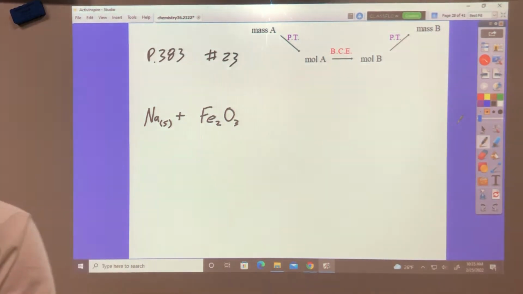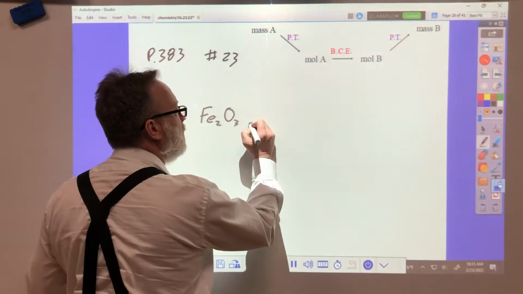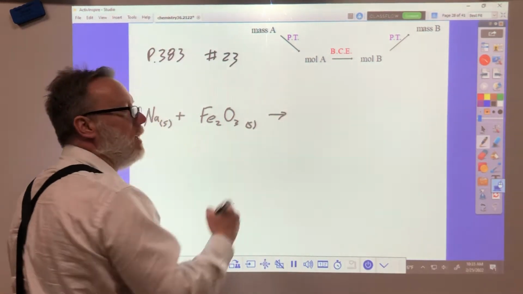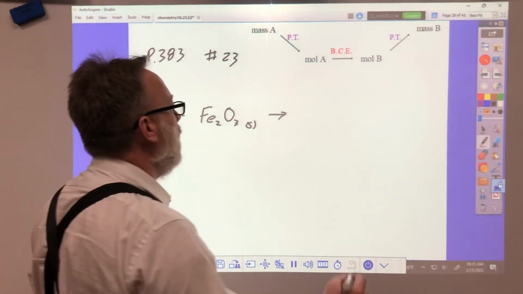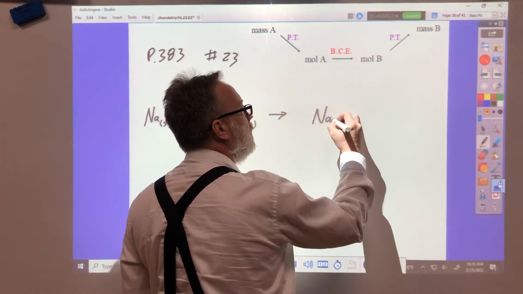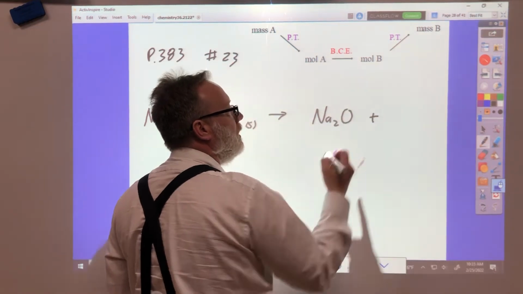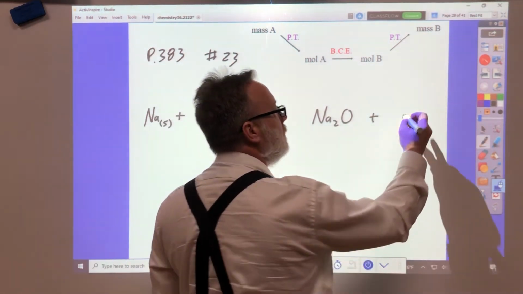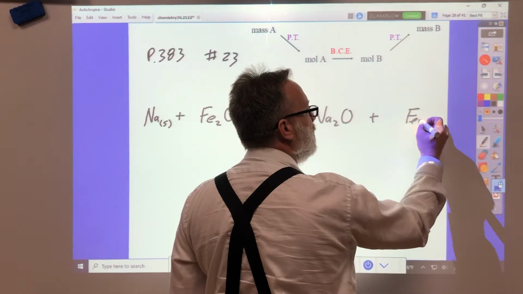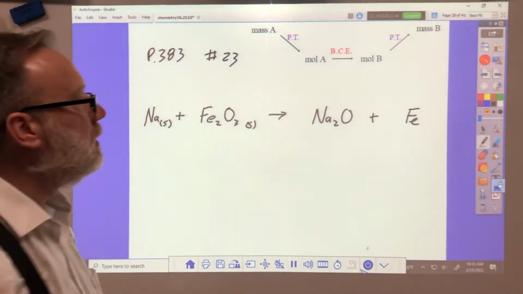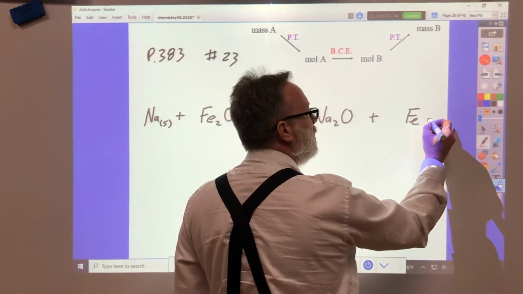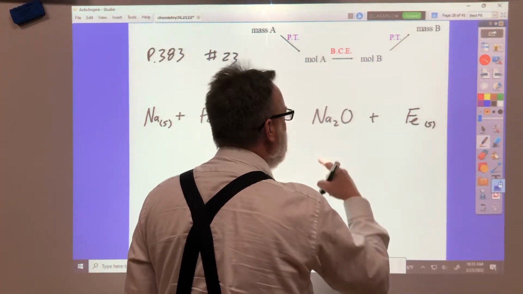This is typically solid. Okay, so they have that. So I gave you the equation here already. And it's going to probably be single replacement. We're going to get Na2O and iron. So this would be a way of producing iron. This is not the way they do it typically industrially, but it would work. This is one of the reactions that makes airbags work. There's actually a bunch of them.